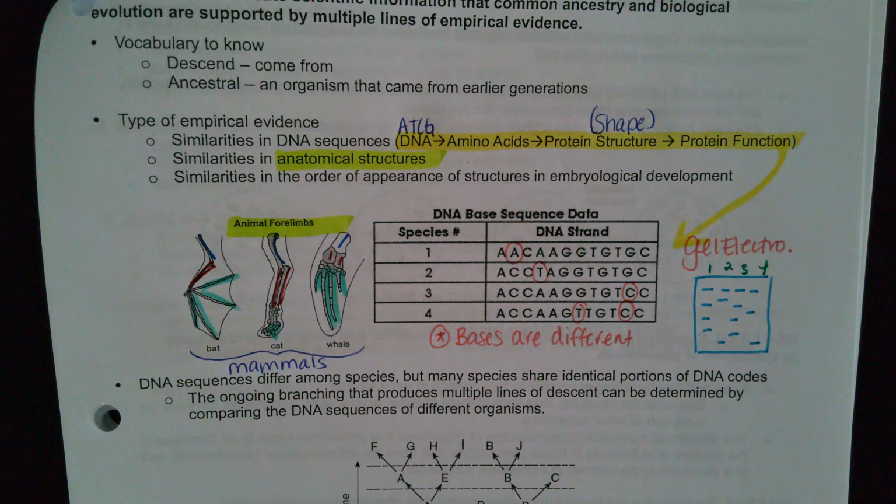Bats and birds, not closely related. Whales, fish, shark, not closely related. A bat, a cat, and a whale are more closely related.